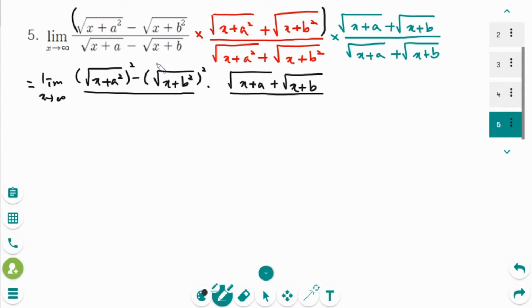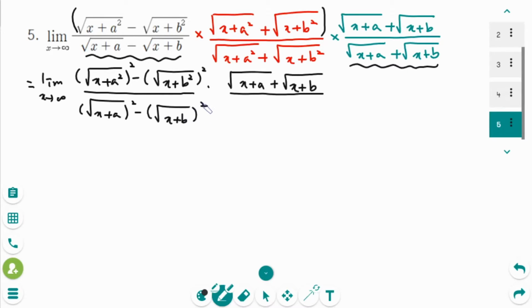And then in the denominator, expand these two. It's also a minus b, a plus b. So a part squared minus b part squared, but keep the middle one as is.